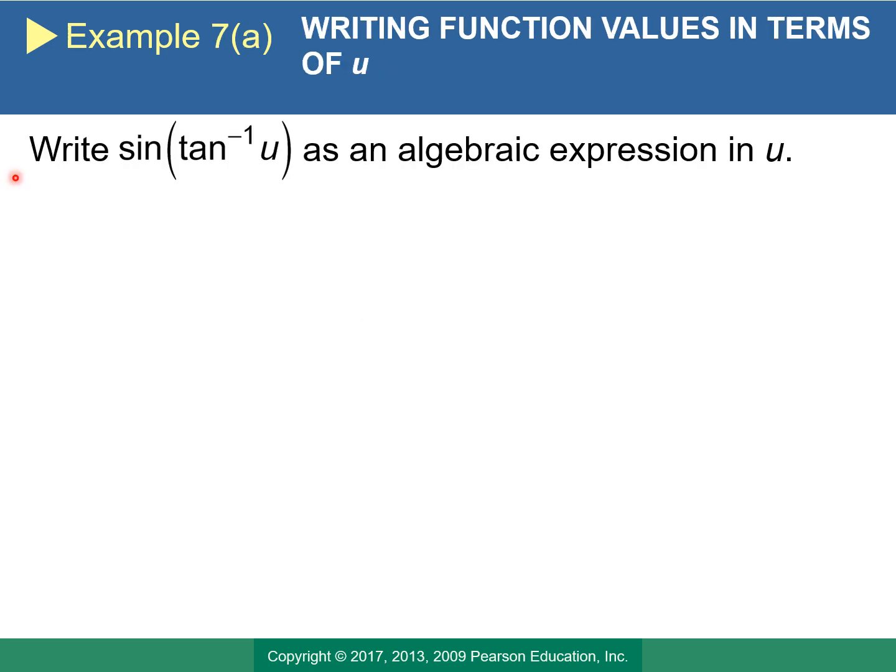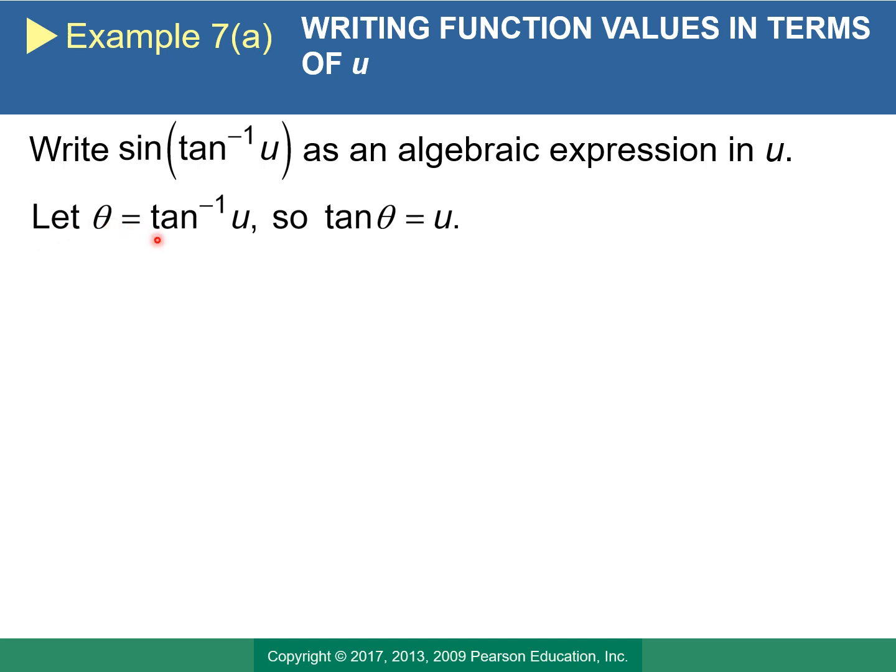Now in this example, this one's going to be a little bit different. We're told to write sine of tangent inverse of u as an algebraic expression in u. So what I want you to notice is that we don't know any numbers here. We have sine, we have tangent inverse, we have u, but u just represents a number and we don't know what it is. So in order to work this out, we're going to end up with u in our answer, and that's exactly what we're told to do, expression in u.